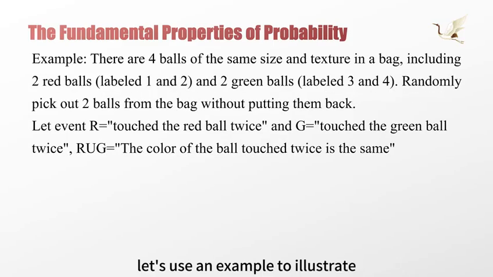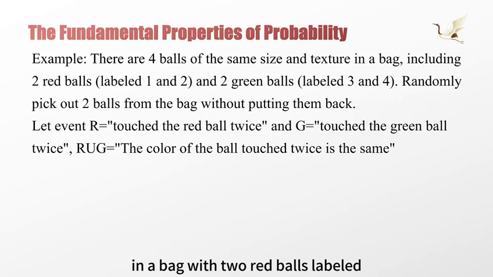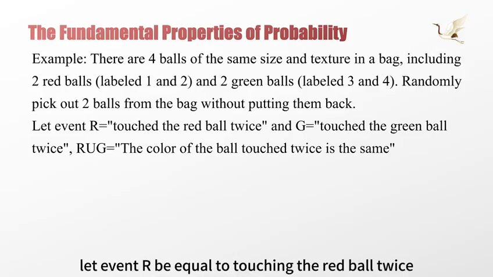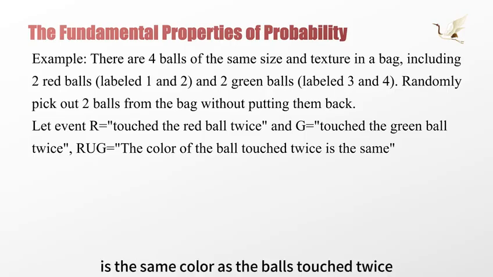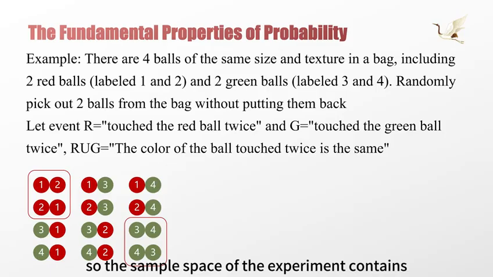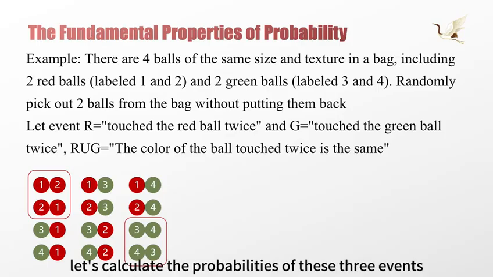Let's use an example to illustrate. There are 4 balls of the same size and texture in a bag, with 2 red balls labeled 1 and 2 and 2 green balls labeled 3 and 4. Randomly draw 2 balls from the bag without replacement. Let event R be drawing a red ball both times. Event G is drawing a green ball both times. The union of R and G is that the two balls drawn are the same color. Because it is drawing without replacement, the sample space of the experiment contains 12 sample points, and event R and event G are mutually exclusive. Let's calculate the probabilities of these 3 events separately.